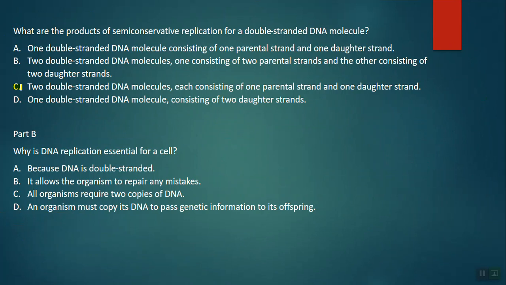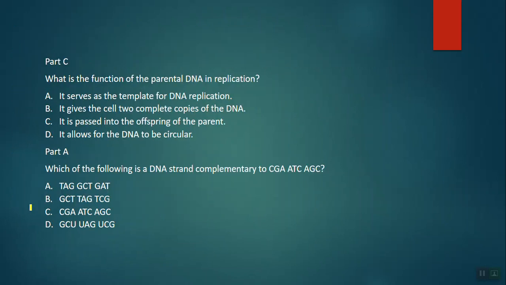Part B, why is DNA replication essential for the cell? Well, in order for life to continue, and that's the whole reason for sexual reproduction, right? That's the whole reason for any type of reproduction, to make sure that your genes go into the next generation. So, an organism must copy its DNA to pass genetic information off to its offspring, because if you just kept it all to yourself, then our species would have died eons ago.